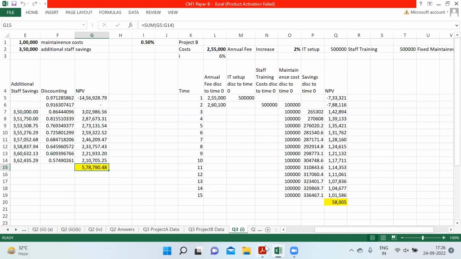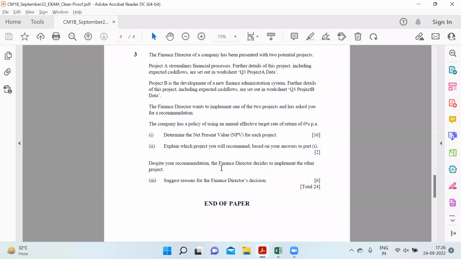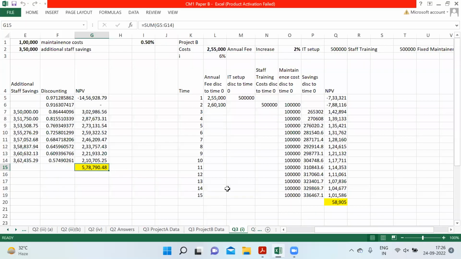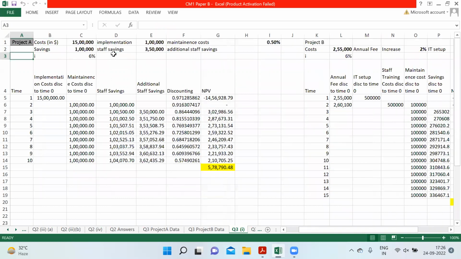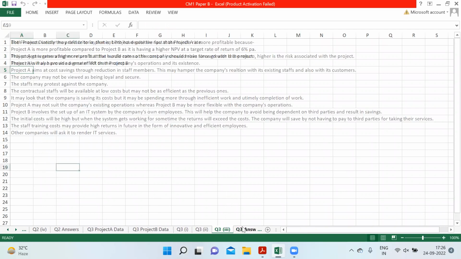Also, one thing you can check, since the next question asks which project you will recommend, is that the NPV of this is higher. You can also do a quick goal seek to check which project's IRR is higher. I did, and I got an IRR of 13% for project A. So obviously project A has a better IRR than project B, and therefore we will follow project A.